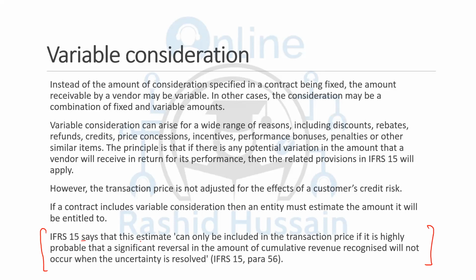IFRS 15 says that this estimate can only be included in the transaction price if it is highly probable that a significant reversal in the amount of cumulative revenue recognized will not occur when the uncertainty is resolved. This is as it is, the standard says. Like, for example, if there are any penalties, look, this is written over here. Variable consideration can arise for a wide range of reasons, including discounts, rebates, refund credits, price concession incentives, performance bonuses, penalties. So just make sure you are reading each and everything of the standard, because examiner can ask you anything.